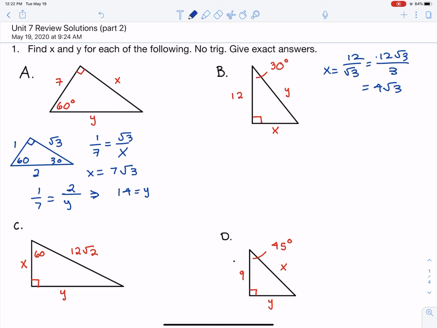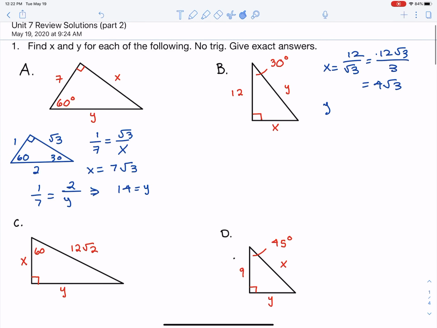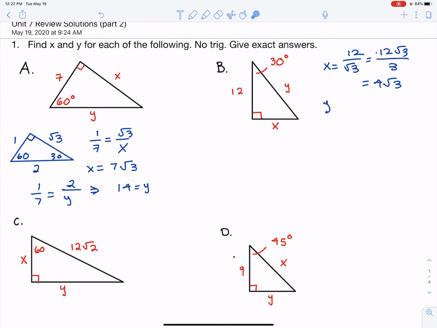Now, the nice thing about y is that it's going to be easier, right? Because remember, we now know the short side. There we are. We now know this side. And we know the hypotenuse is twice as large. Well, if the short side is 4 root 3, then y has to be 8 root 3. So we saw that worked, and that was the easy way.